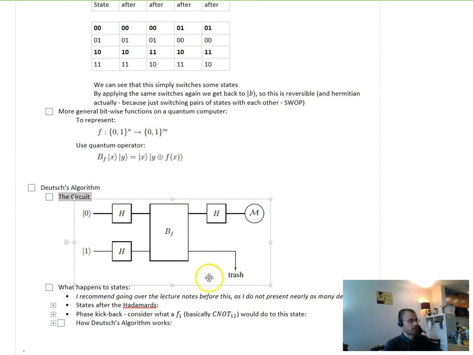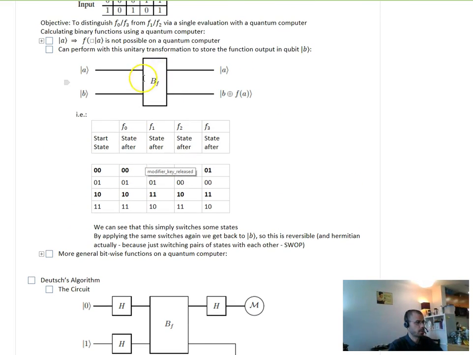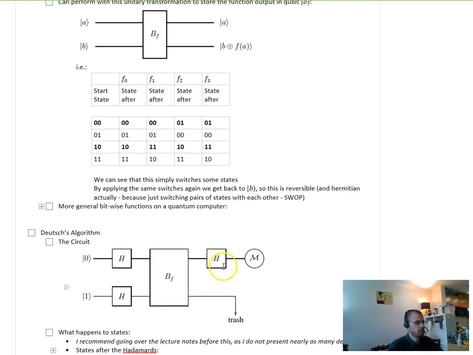So the circuit looks like this. We're going to do Hadamards. That puts them into a superposition of all states, except here we've got a 1 going in, so when qubit 1 is in state 1, we're going to get a negative. We put it through this operator here. Then we're going to do a Hadamard on the first qubit and then measure it. The second qubit we don't need. The first qubit has the information we need.